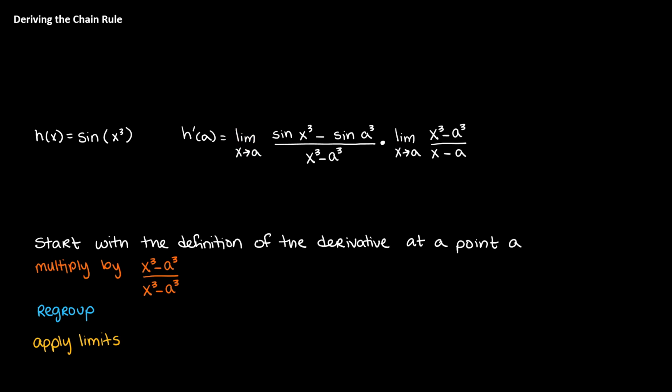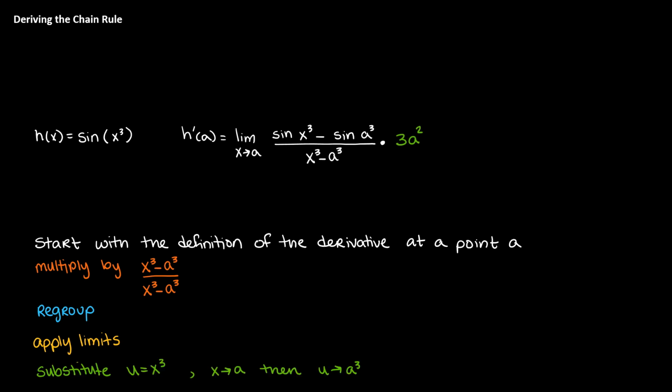Looking at the second limit, so the limit where x approaches a of x cubed minus a cubed divided by x minus a, that looks like the limit definition of the derivative for a function at the point a. And the function that it looks like it's using is x cubed. So that limit right there is by definition the derivative of the function x cubed evaluated at a. And we know that that derivative is equal to 3a squared. We could evaluate the limit to find that, or we could use our derivative rules. So we'll replace that second limit with its value, 3a squared.